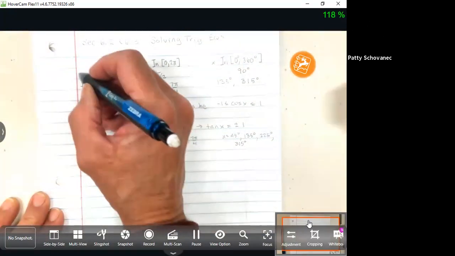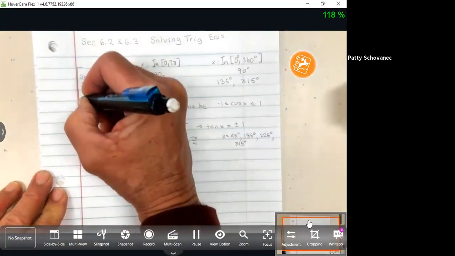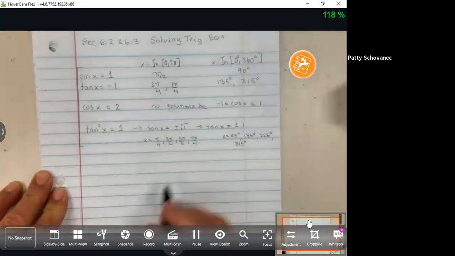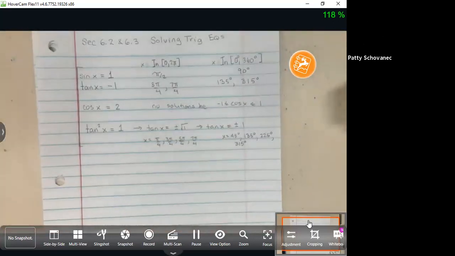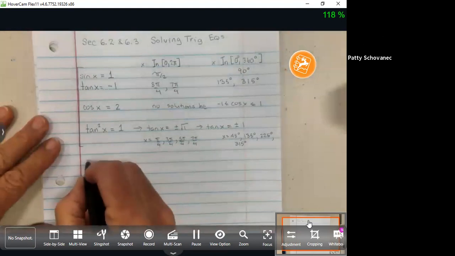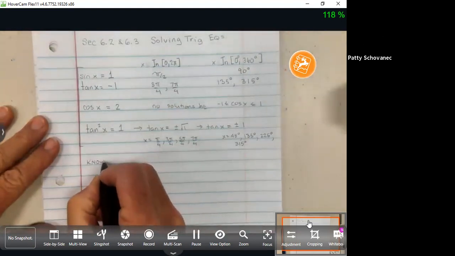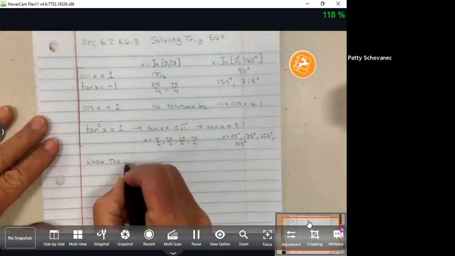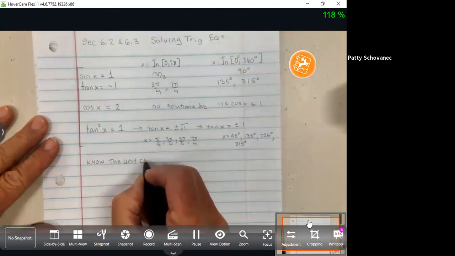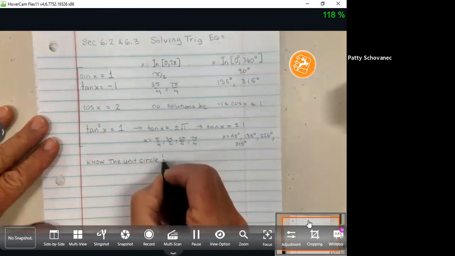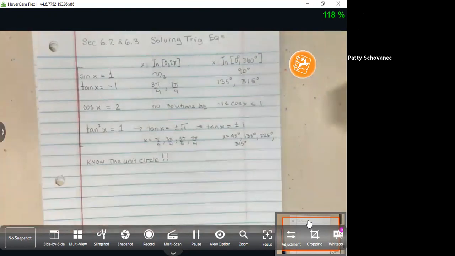So these types of trig equations are going to fall into the category of know your unit circle. In both radians and degrees.